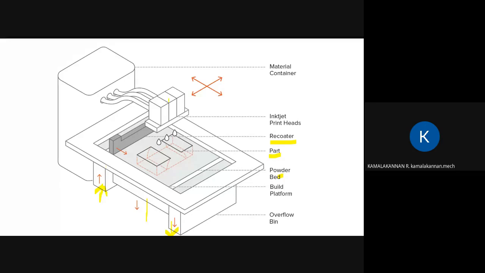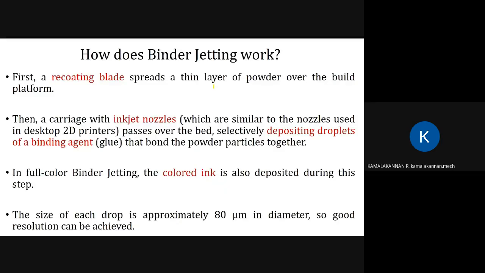Note that the inkjet print head will move in both x and y directions. So let us see how it works. First, a recoating bed spreads a thin layer of powder over the build platform. Yes, the recoater will always spread the powder over the build platform. So the next step is the inkjet nozzle, which has a binder. It will spray, or deposit, droplets of binding agent over the powder particles.